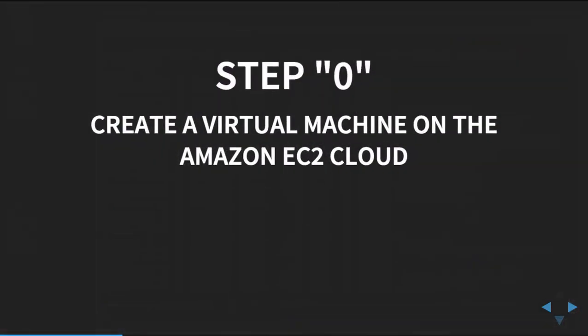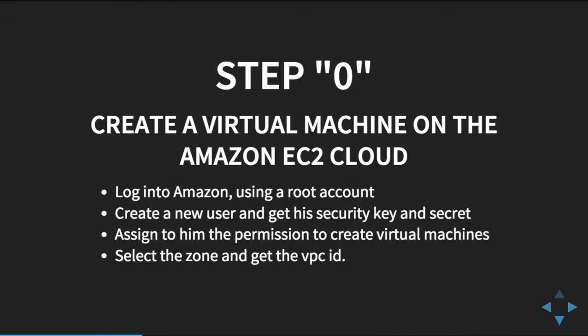Let's start from step 0, preparing a virtual machine for building our images. In this step we are going to launch an instance in the Amazon cloud. We need to configure it a bit. Required steps are: log into Amazon using a root account, create a new user and get his security key and secret, assign to him the permission to create virtual machines, select the zone and get the VPC ID.